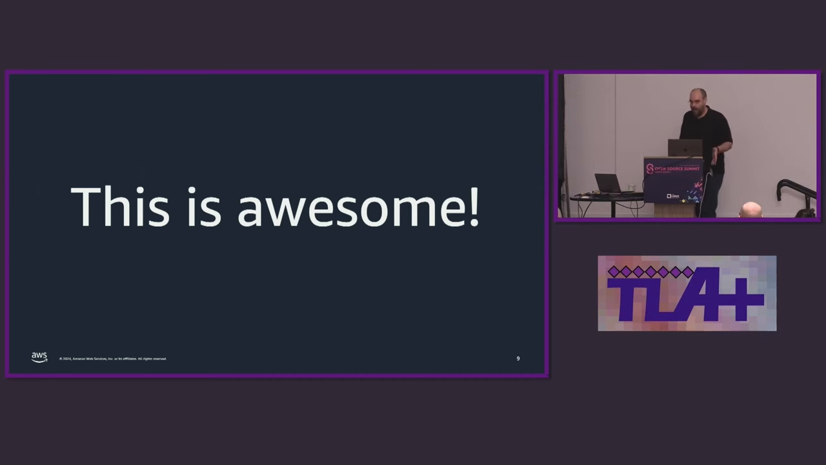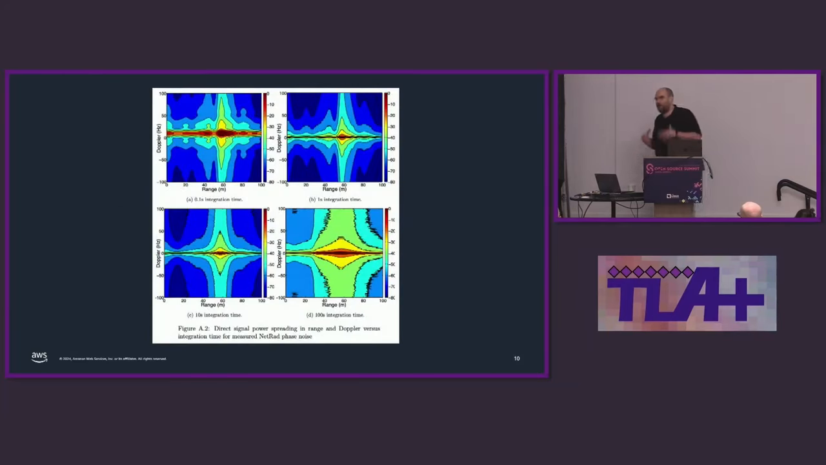And I was so excited about this that after a short diversion into the power transmission industry, I returned to university to do a PhD applying these principles to radar systems. And this is one of the diagrams we came up with.